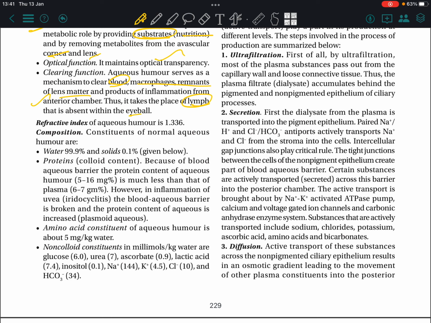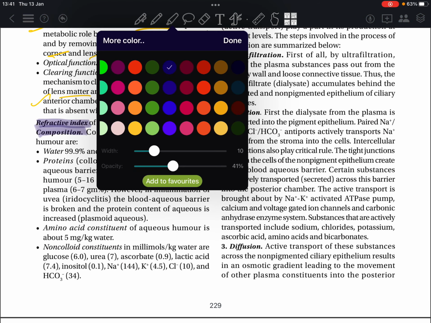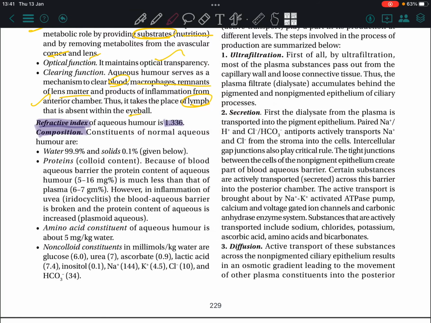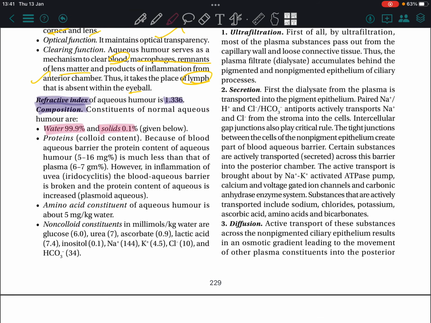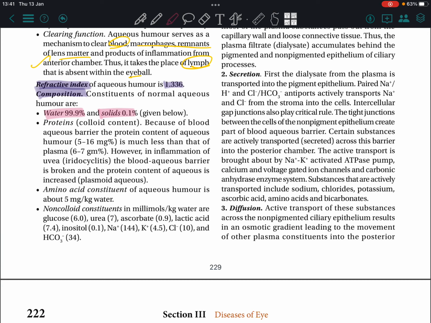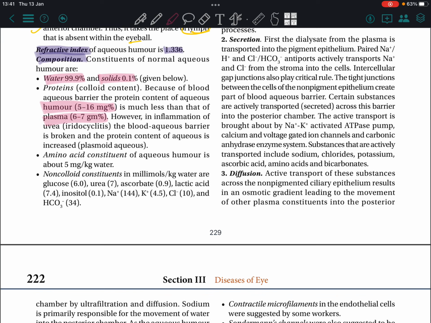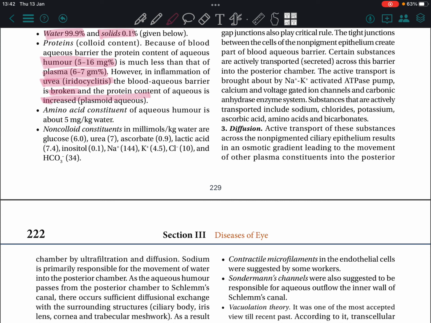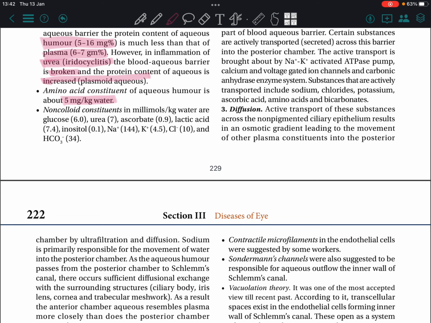Refractive index: aqueous humor has a refractive index of 1.336. Composition of aqueous humor includes water 99% and solids 0.1%, which include mainly proteins. Colloid content: because of the blood aqueous barrier, the protein content of aqueous is much less than that of plasma. Protein is less, but it is present. However, in inflammation of the uvea, the blood aqueous barrier is broken and the protein content of aqueous is increased due to mixing of blood. The amino acid constituent of aqueous humor is about 5 mg per kg of water.